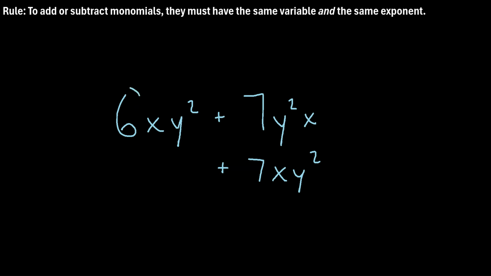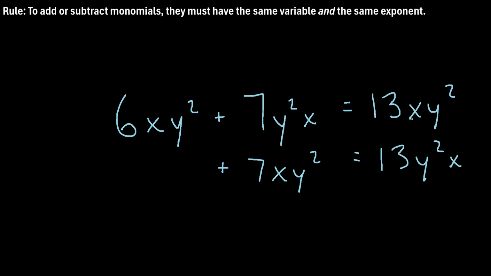So with that in mind, all we have to do is add 6 plus 7, which is 13. So our final answer is 13xy squared. And again, it doesn't matter which order we write this in. If we wanted to, we could also say 13y squared x. It's the same either way. So that's our final answer.